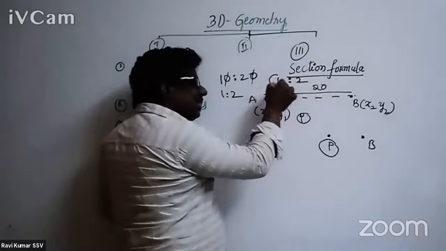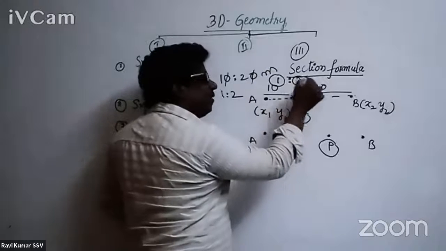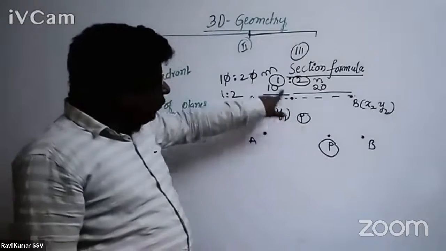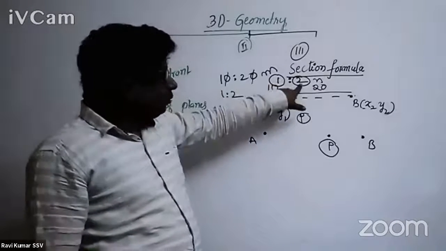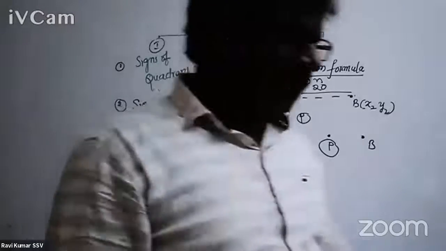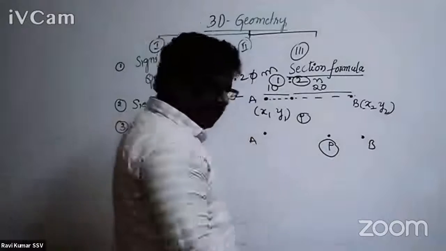Then this one is denoted by m, and this one is denoted by n. So to find out this point, we need to take the ratios only, not the distances. I think you have a little bit of confusion, right? Okay, I will write it down again.